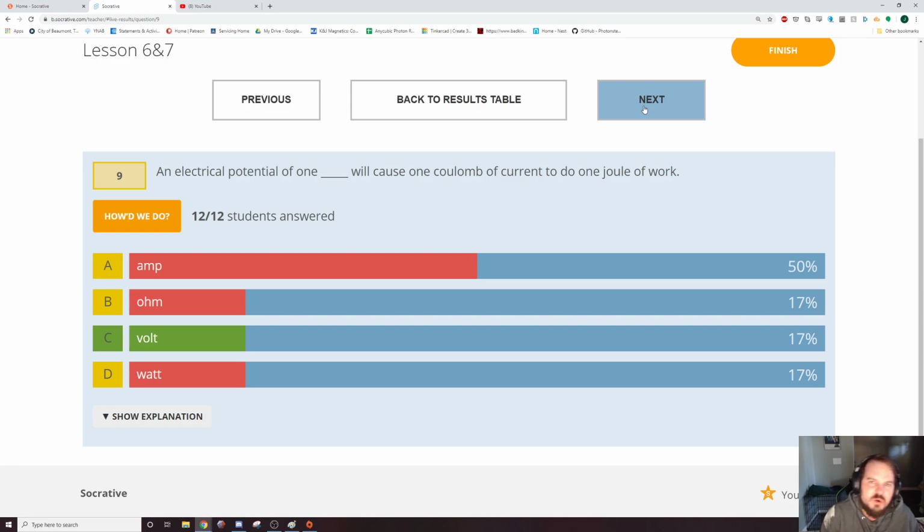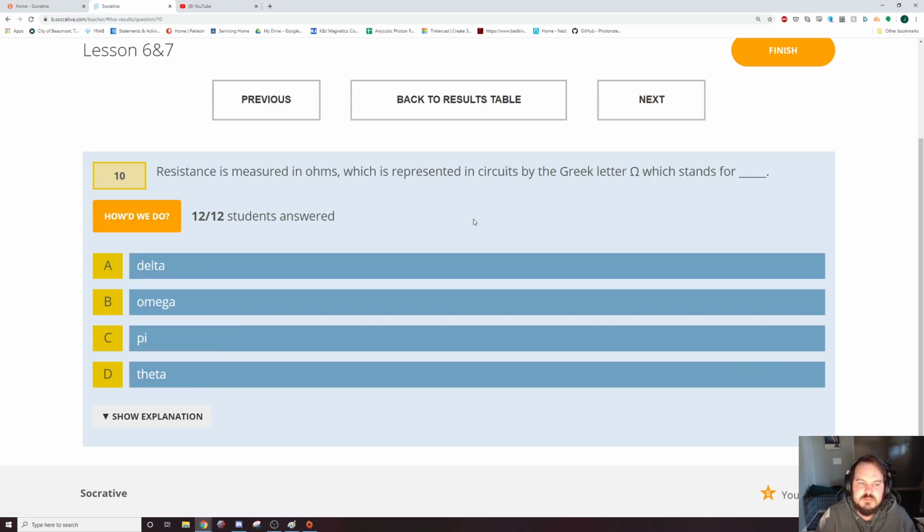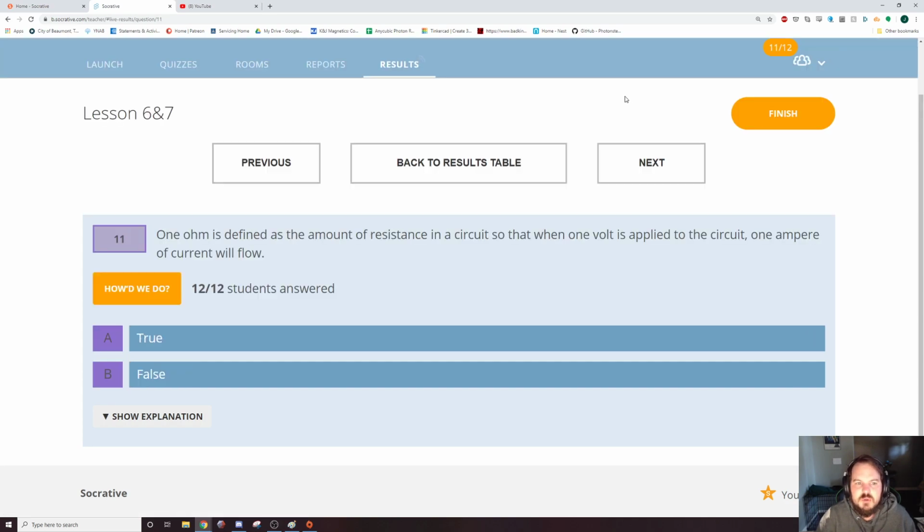Voltage is electrical potential. Amperage is current, how much current is flowing. Voltage does not flow. If you see something that says flow, the answer is automatically current. Omega. This symbol stands for omega and is ohms.